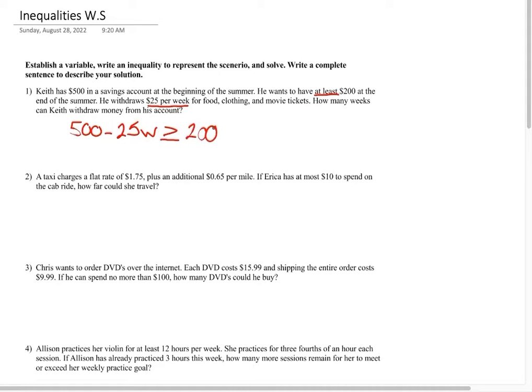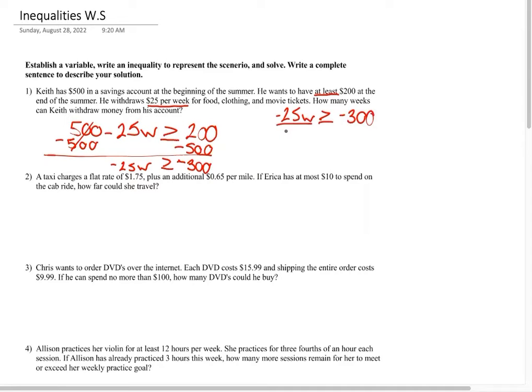So he wants this amount, 500 minus how much he takes out, to be greater than or equal to $200. The smallest number that his account can get to is 200. And this is how we write that. So at this point, we can solve for W. We're going to subtract 500 on both sides. On the left side, we're going to have negative 25W is greater than or equal to 200 minus 500, which is negative 300. Negative 25W is greater than or equal to negative 300.